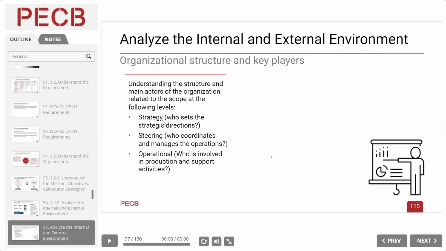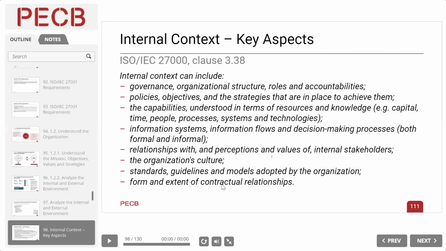Okay, there are certain things that we need to understand. The strategy committee, who sets the strategic direction? We need to understand that. The steering, okay, who coordinates and manages the operations? You know, some organizations have CEO, COO, some have head of operations, some have deputy MDs. So it's all different. Every organization has a different organizational structure. That needs to be understood to enable proper alignment of the ISMS.